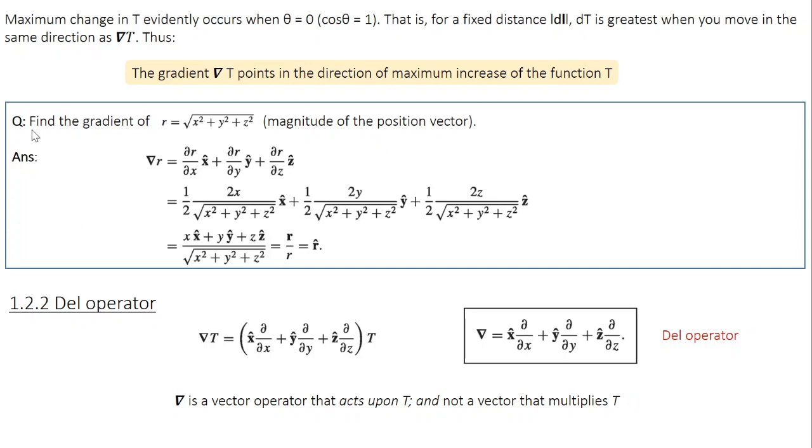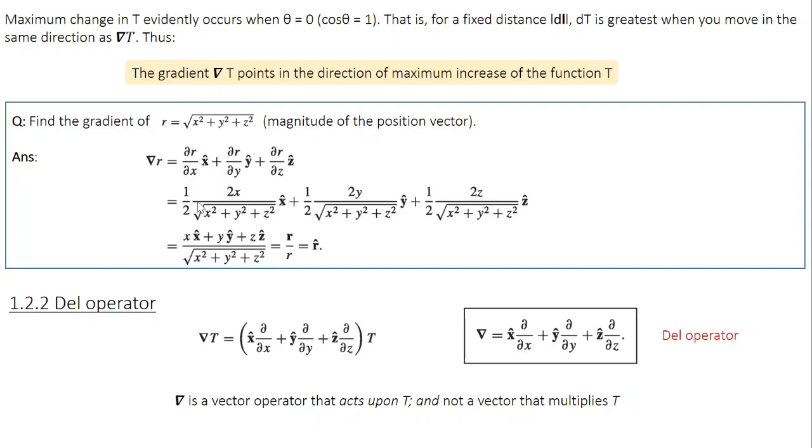Let's do a quick problem. Find the gradient of the position vector r equal to square root of x square plus y square plus z square. So this is a scalar. So by the definition of gradient, you can write grad r equal to dou r by dou x x cap plus dou r by dou y y cap plus dou r by dou z z cap. So we need to first do differentiation with respect to x.